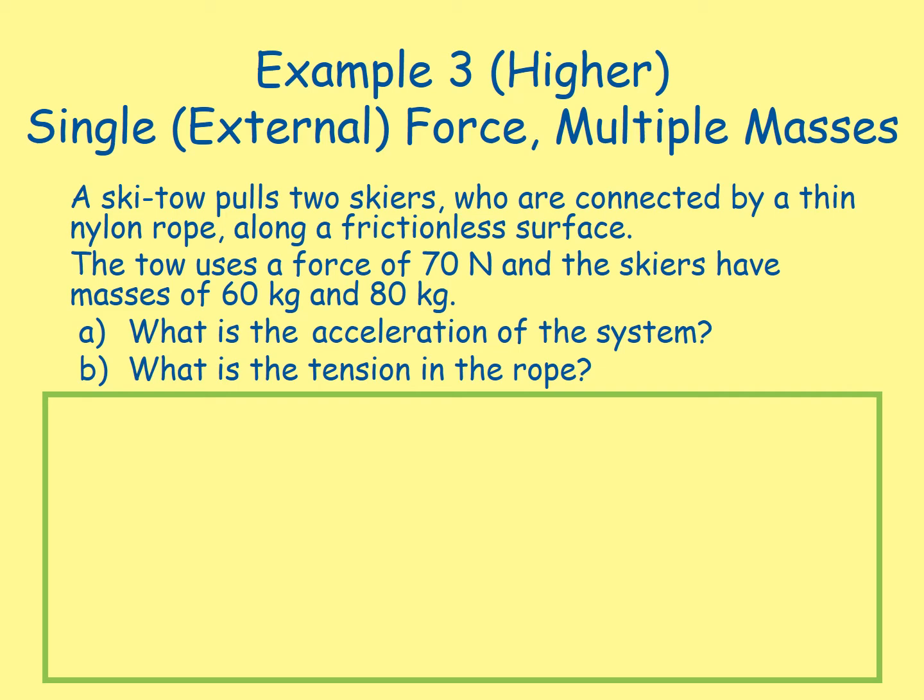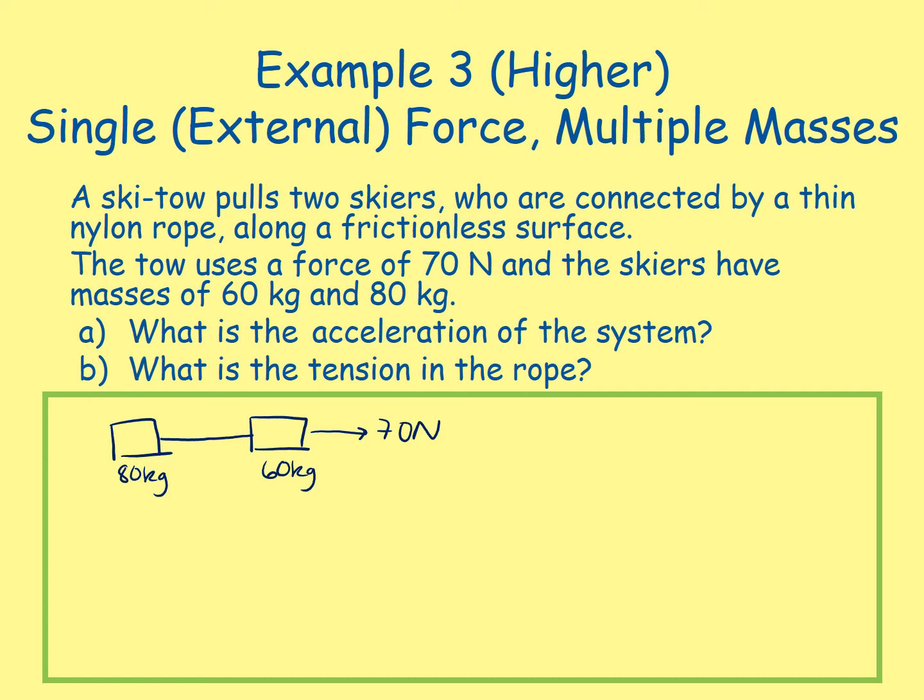Well, first let's draw our free body diagram. We have two skiers. We're just going to represent them as little boxes. We have a rope between the two. And we have a force of 70 newtons. Let's say we've got 80 kilograms here and 60 kilograms just here.